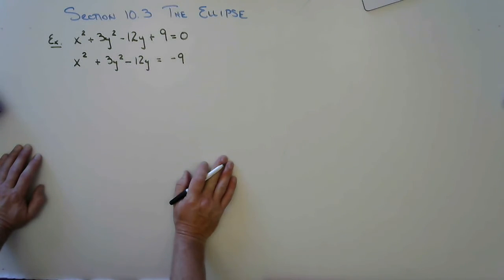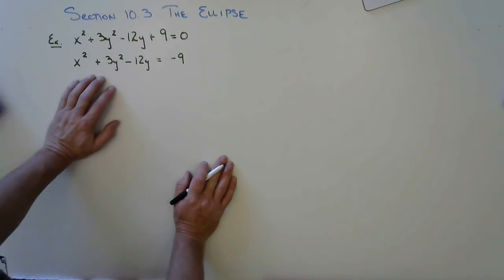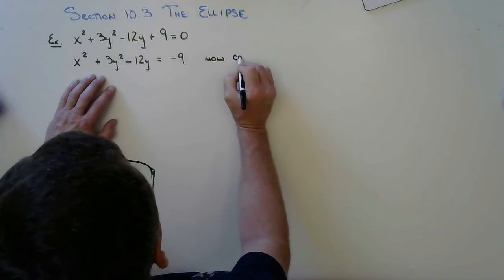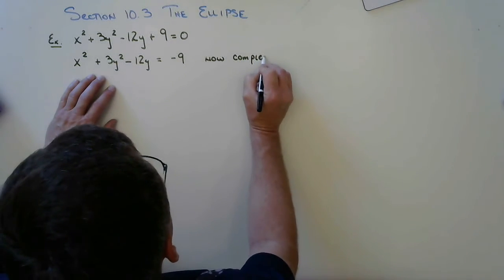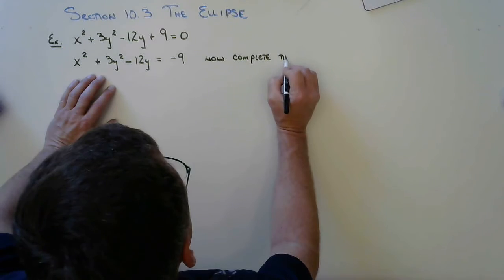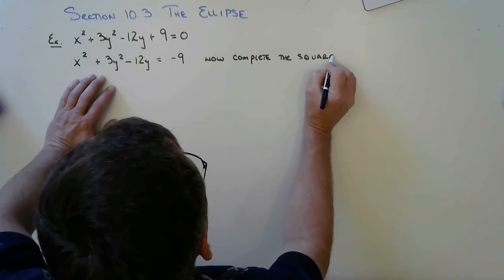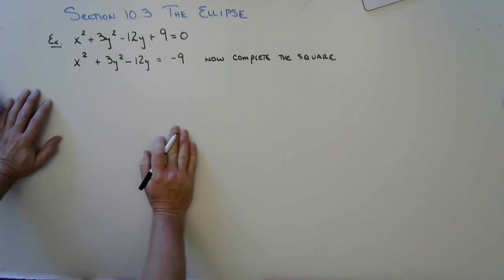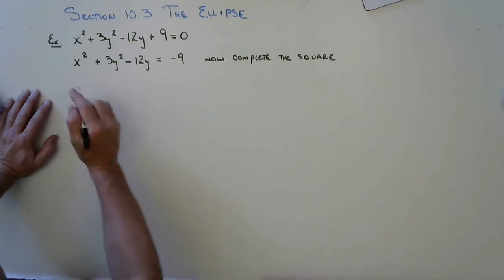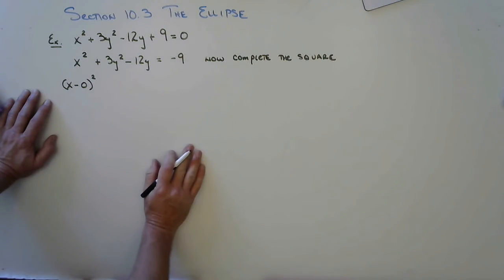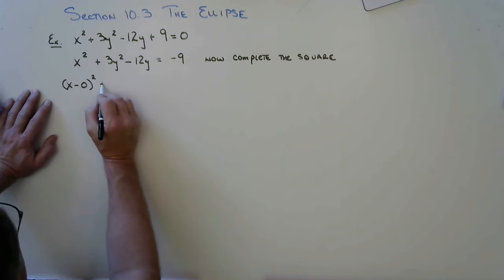Now, that doesn't look anything like the formula for an ellipse. I know it doesn't, but that's okay, because what we're going to do is what we did in Algebra 2. We're going to complete the square. Sometimes when we're graphing an ellipse, we have to complete the square. Now, we don't have to complete the square on x squared. We know who that is. That's x minus 0 squared. That one's already done. We can factor 3 out of here.